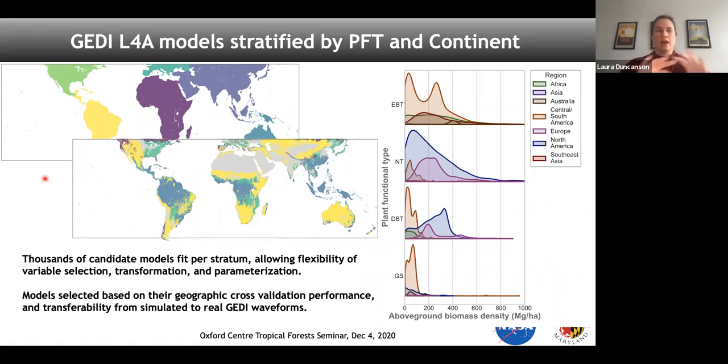We have to come up with some level of strata here. We could have fit one global universal model. We tried to do that, but there is a lot of natural variability in the relationship between LiDAR waveforms and field estimates. So we have divvied up the world into a series of strata by broad plant functional type. We only have 4 categories, so super broad, and also continent.